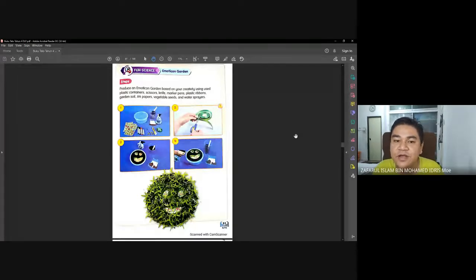Emoticon yang awak suka. Katalah awak nak buat smiley, emoticon tersenyum. Buat macam dalam gambar tu, lubangkan dia. And then, masukkan tanah dalam bekas tu. Kemudian taburkan biji benih dekat dalam tu. Kemudian awak tutup dengan penutup tersebut. Nanti bila awak tanam, dia akan tumbuh macam tu.